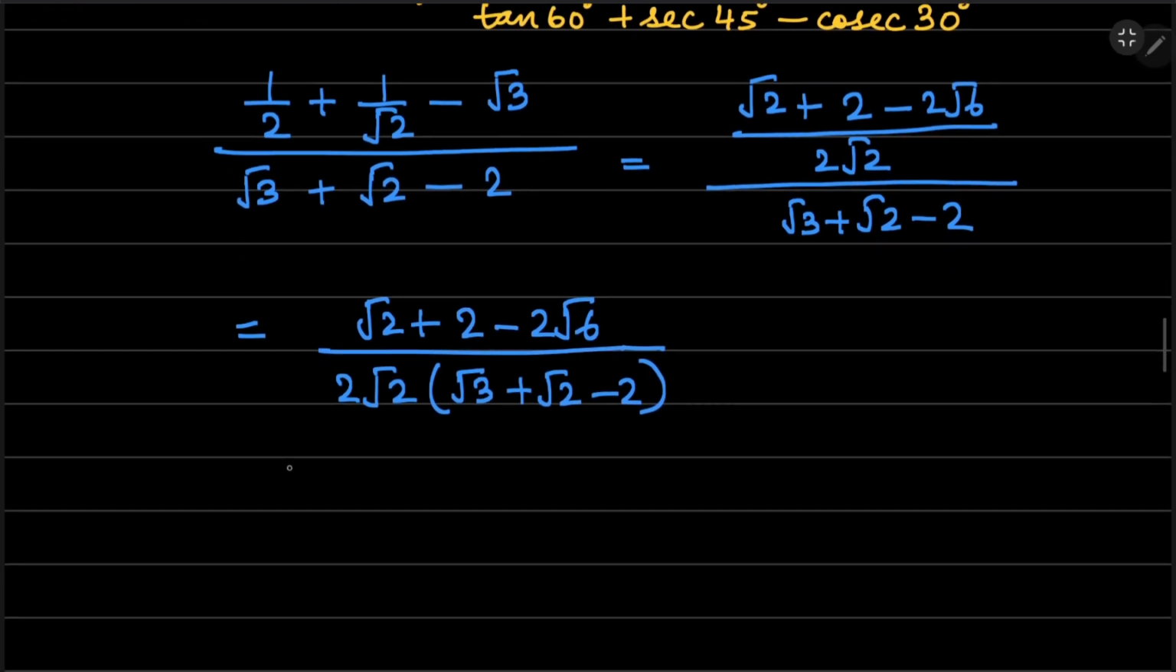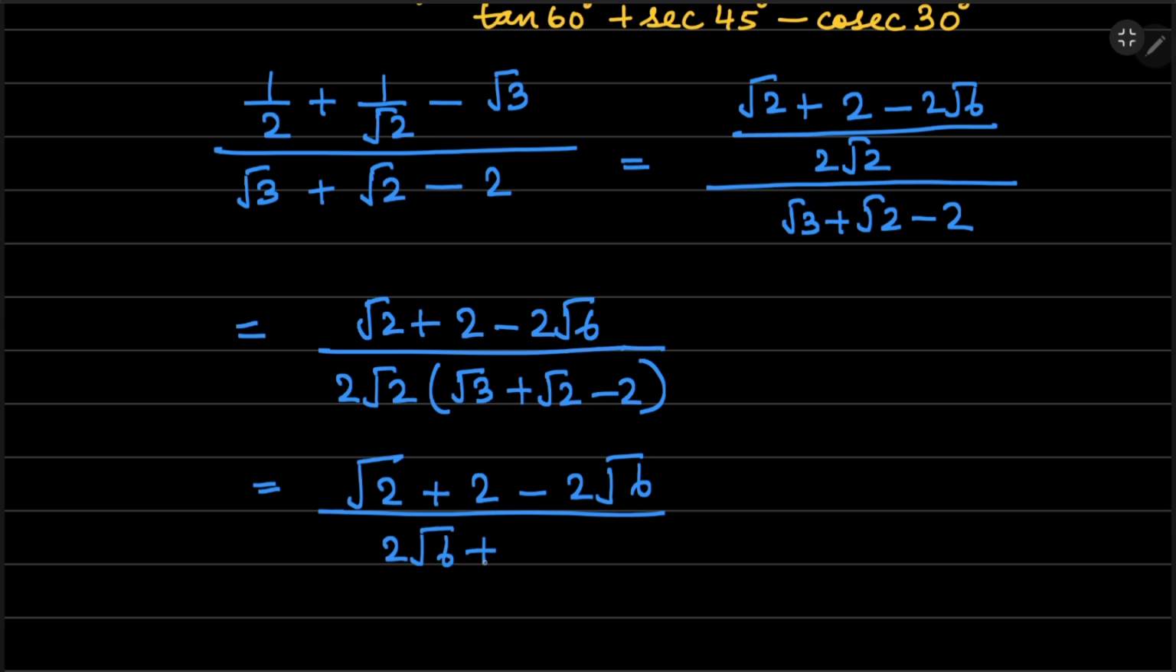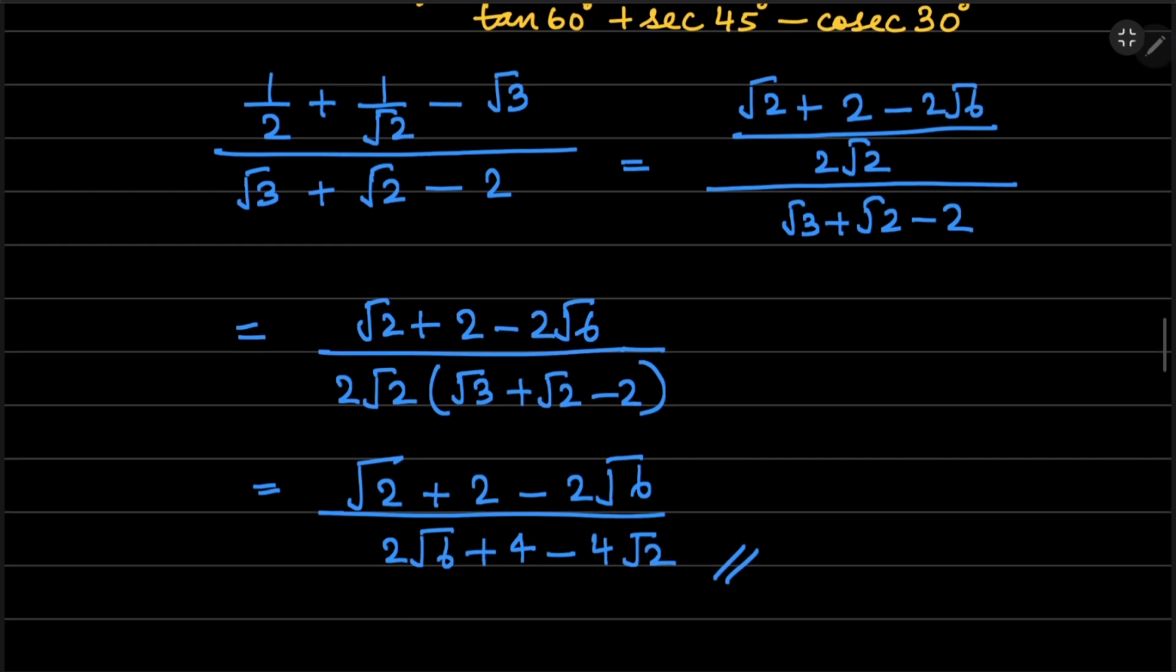So what do you get here? You cannot further simplify it because each of the terms are unlike terms. So you can just write 2 root 2 plus 2 minus 2 root 6 whole divided by, you can multiply inside. What is 2 root 2 multiplied by root 3? It is 2 root 6 plus 2 root 2 into root 2 is just 4 minus 4 root 2. Okay, then that's your answer. You can just leave it like this. So this is your answer.